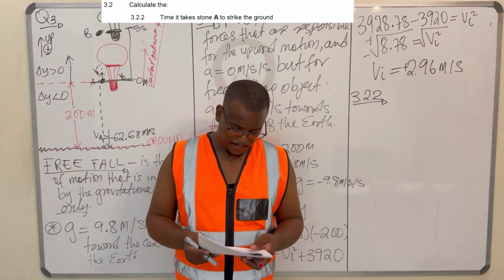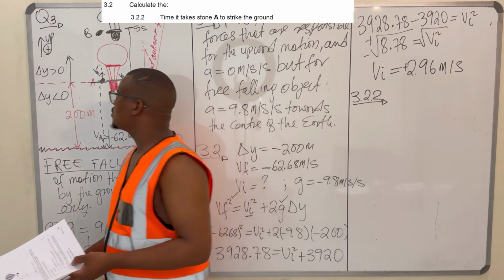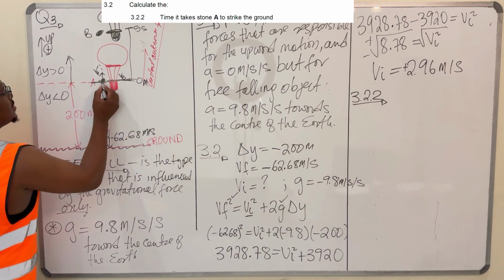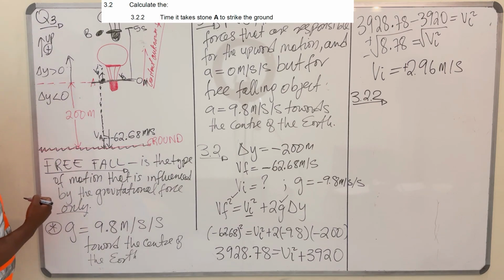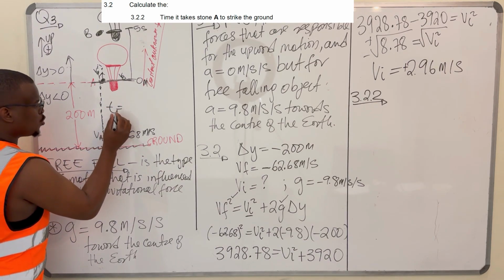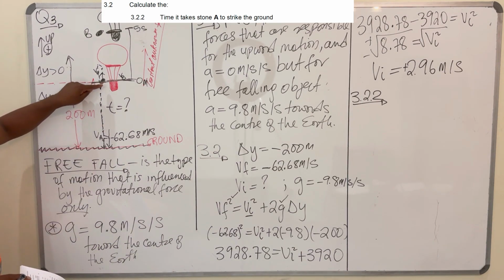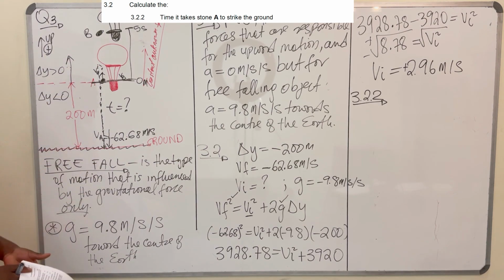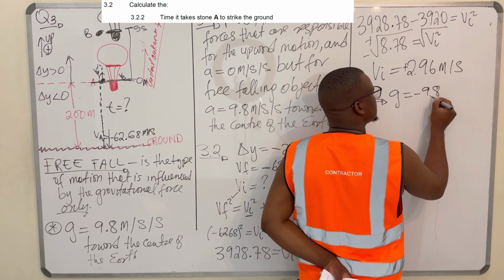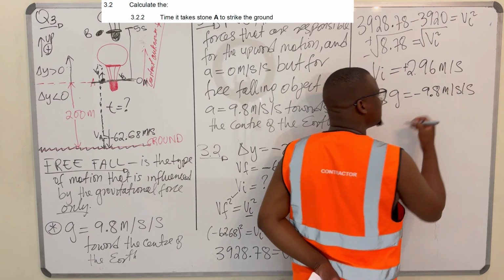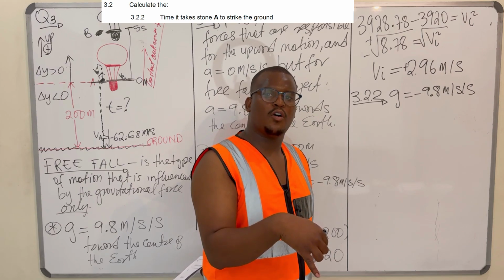What are they saying? They're saying, calculate the time it takes for stone A to reach the ground. So, here is our stone A. It was released here, and here is its motion to the ground. They want the time it took for our stone to do all this motion. We know that the gravitational acceleration is minus 9.8 meters per second squared. It's negative because we said all vectors downwards are negative.